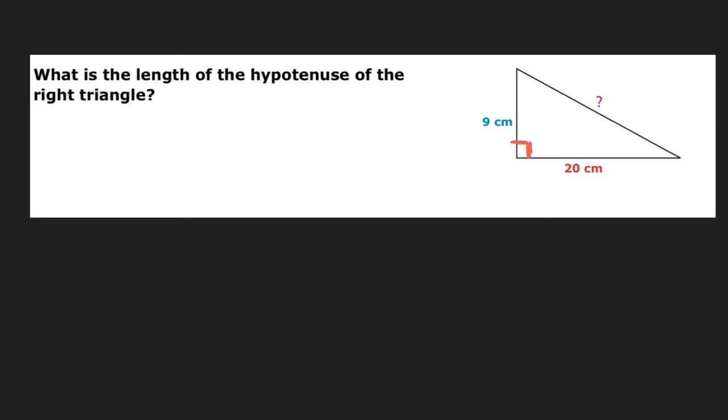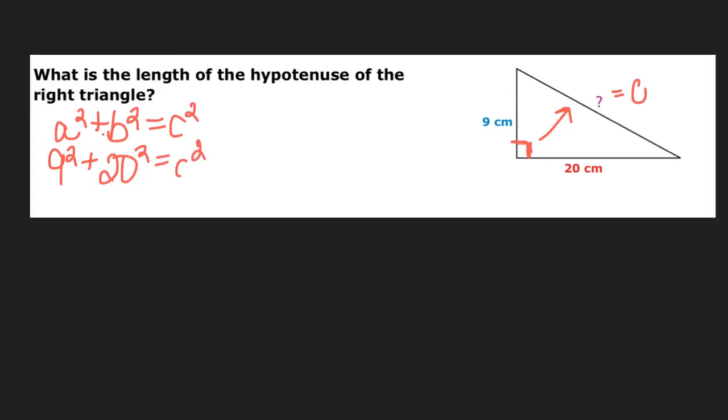So I'm going to start with my theorem. There's my theorem. The leg squared plus the leg squared equals the hypotenuse squared. This side across from my right angle is my hypotenuse. Now today we are only solving for the hypotenuse, but we will not always be. So it's important that you know how to figure out which side is which. I'm going to call A 9, but you could have also called it 20. Remember, those legs can be either.